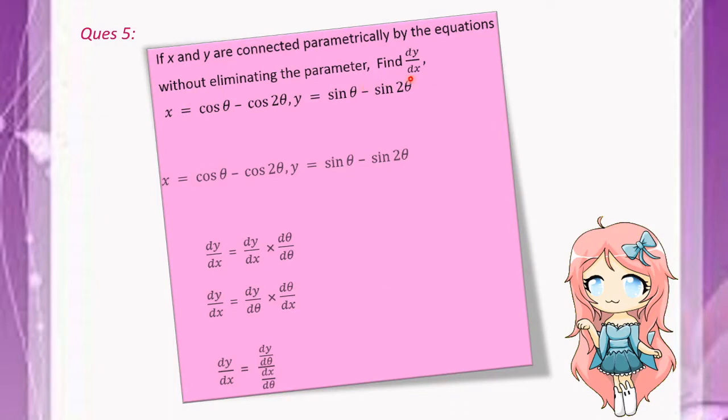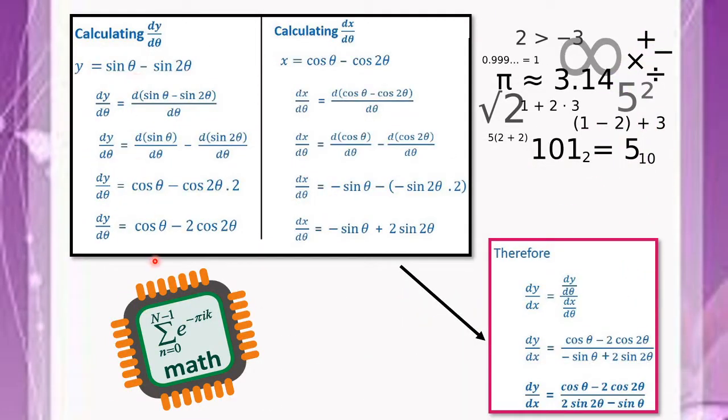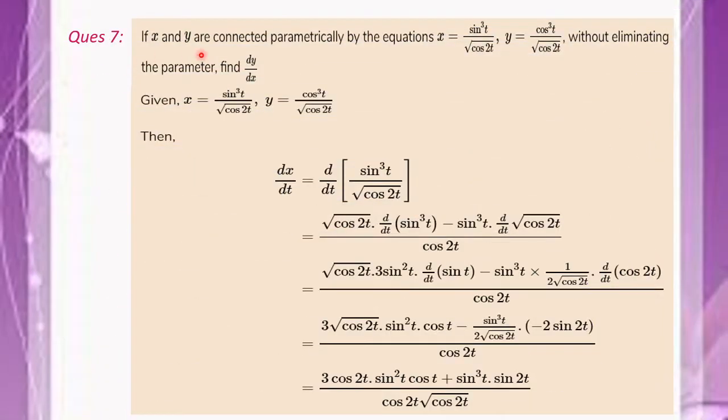Question number 5, here also x and y are given, and what is the parameter here? The parameter is theta. We have to find dy by dx. So again it will be dy by d theta upon dx by d theta. So for dy by d theta, the derivative of sine theta is cos theta, minus as it is, and for sine 2 theta the derivative will be cos 2 theta, and then the derivative of 2 theta will be 2, chain rule. Same way, find the derivative of x, dx by d theta, put both the values in this format and get the answer.